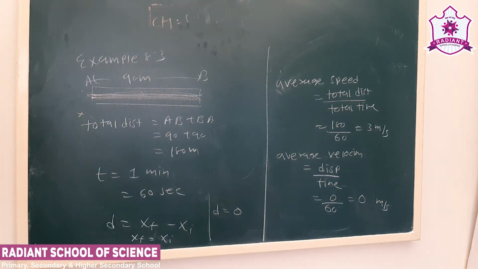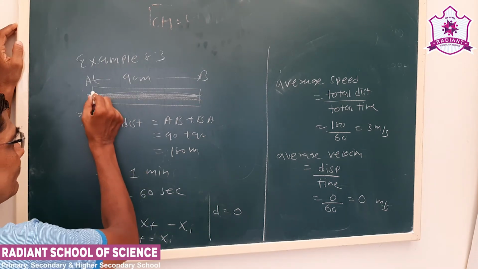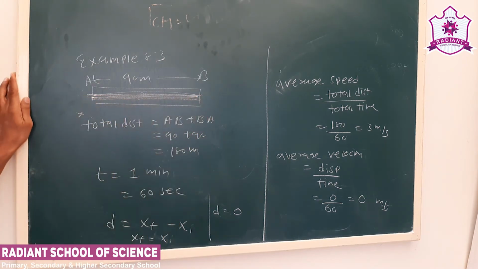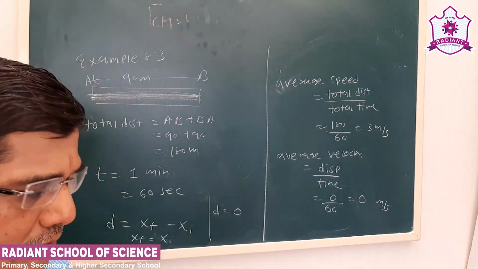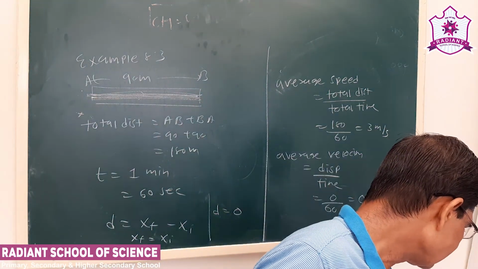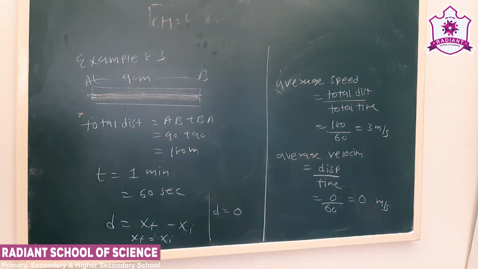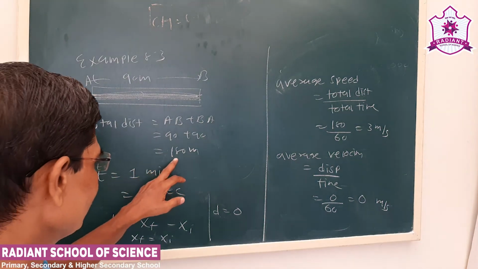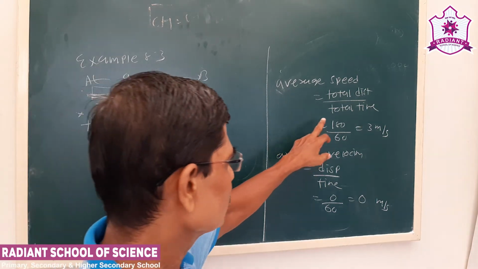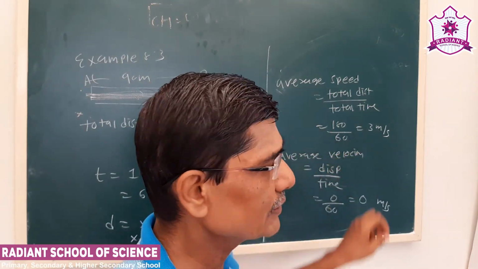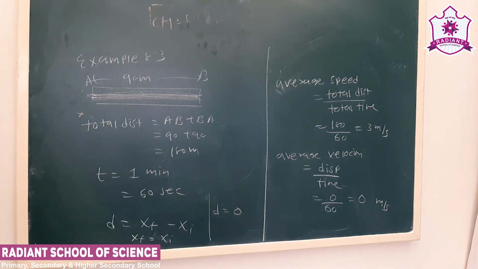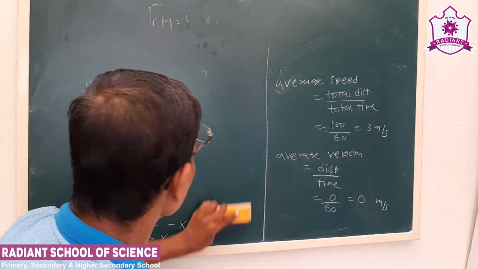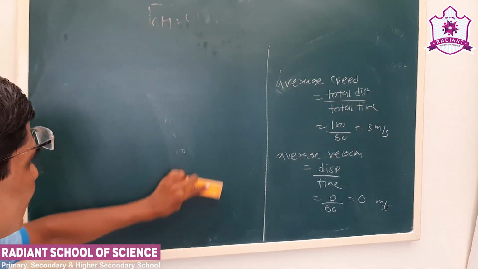So this is about the average speed and average velocity. The total distance will be 180 meter. Why? To and fro, A to B and B to A. And displacement will be 0. Why? She returns to the same position. Now distance is 180 meter, time is 60 seconds. So average speed is 180 upon 60, 3 meter per second, and the average velocity will be 0. Why? Displacement is 0. So this is about example 8.3. Now example 8.4.